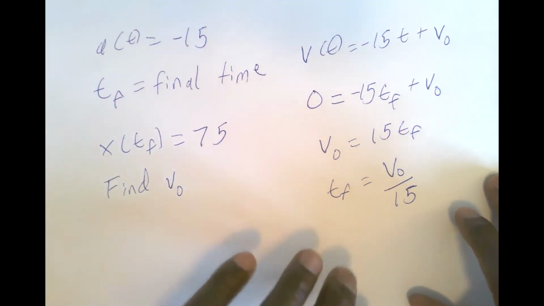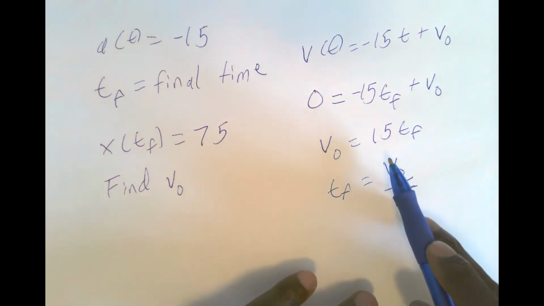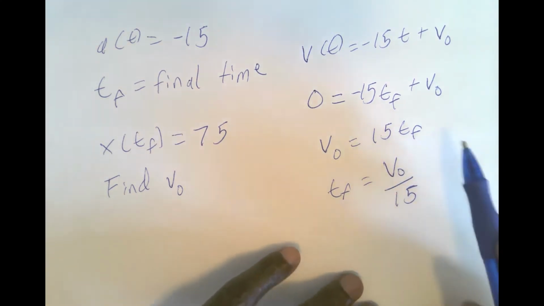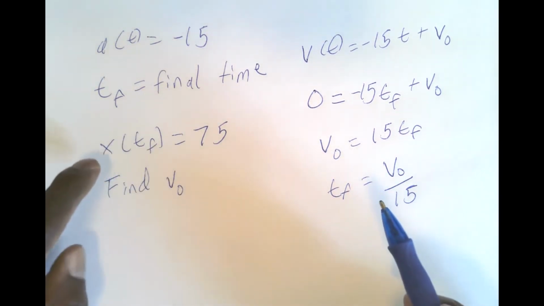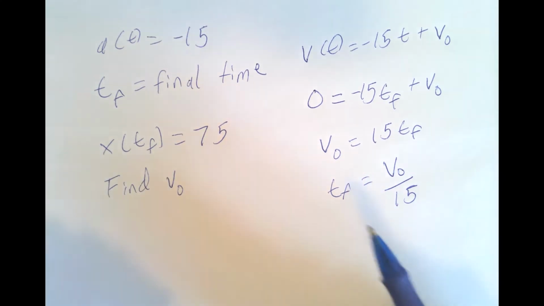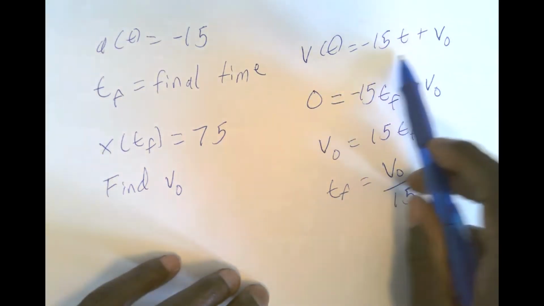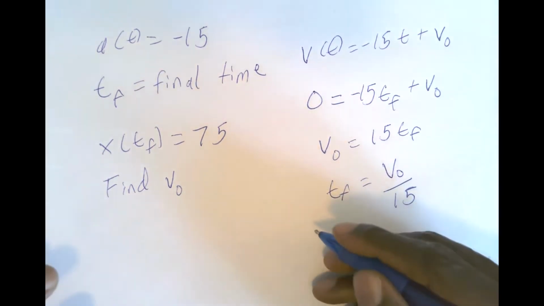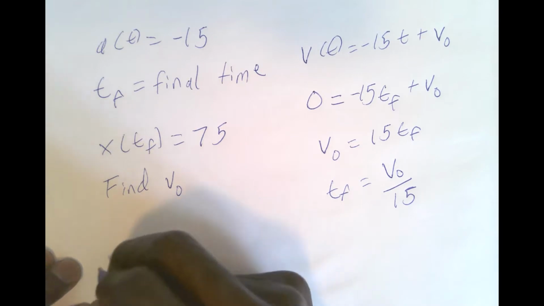All right, so again, I'm trying to solve for the initial velocity. Now I know that the initial velocity is 15 times t sub f, but I have no idea what t sub f is at this moment. But I do know that the position at t sub f is 75. So let's find a position function. So again, we're going to integrate the velocity function to get the position function. And so the position function, which I'll call x of t, you can call it y of t, s of t, or anything of t. But for this, I'll call it x of t.